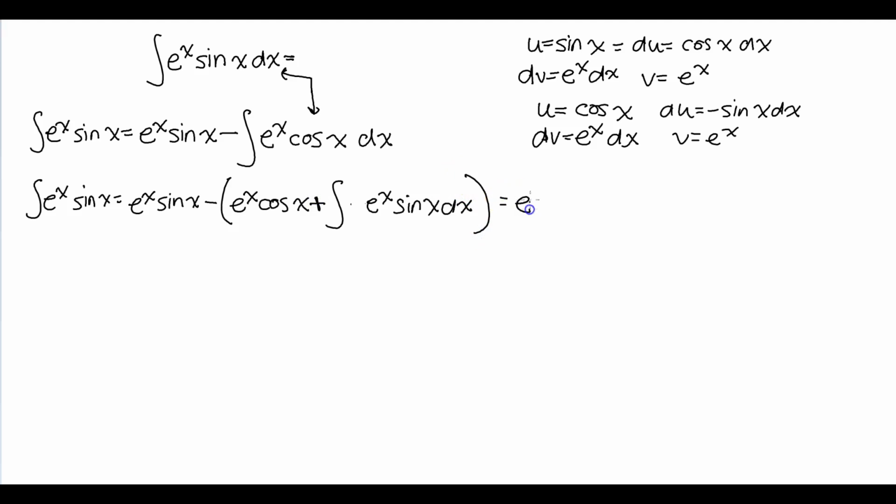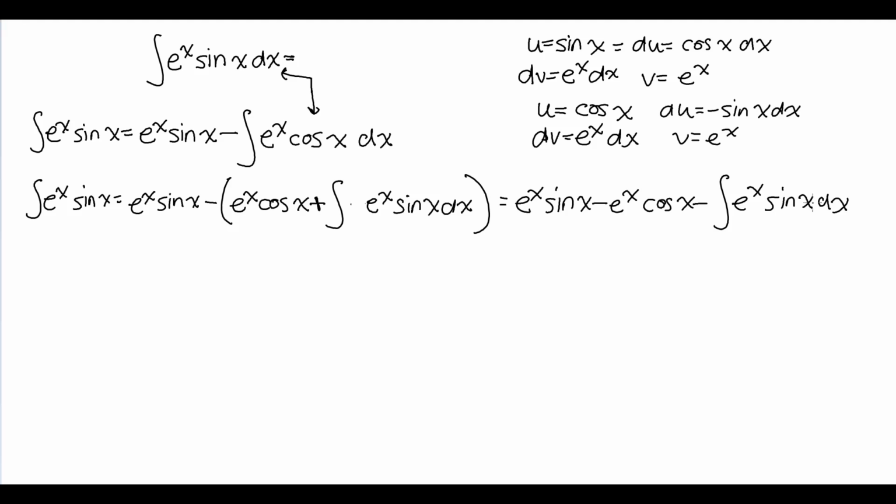So that gets us e to the x sine of x minus e to the x cosine of x minus the integral of e to the x sine of x dx. So it seems like we just hit a dead end, okay? Because we're back to the exact same integral. So it seems like we're going to keep on looping around.